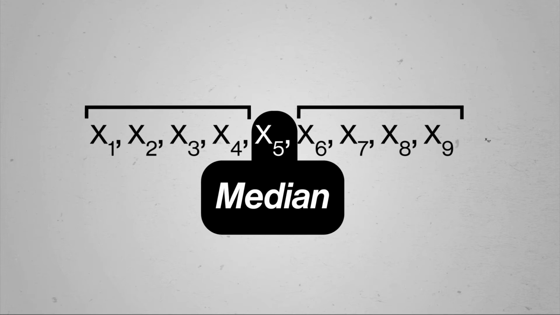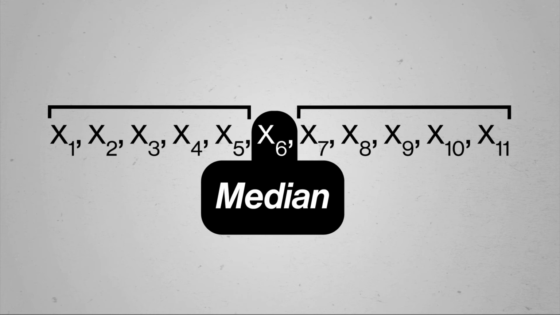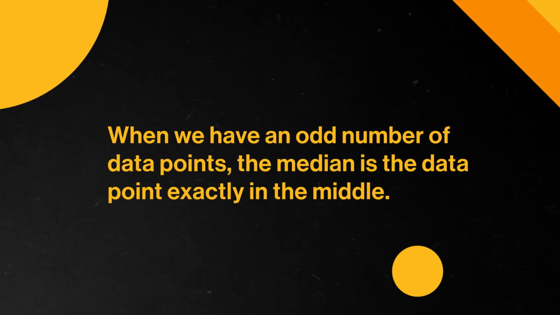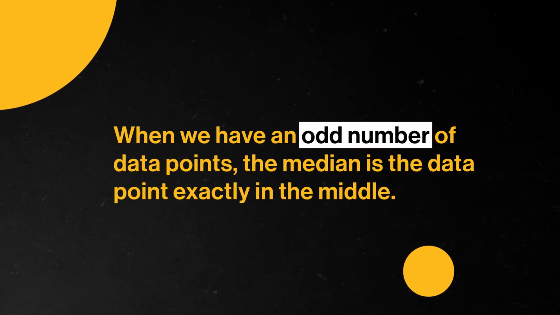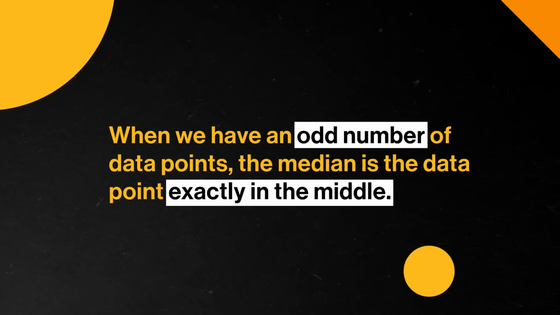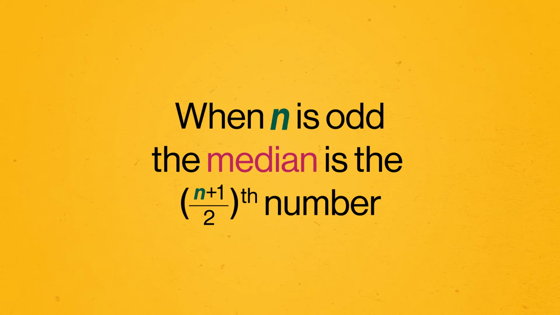Or if Alina had 11 data points, then the median would be whatever value is 6th in line because there are 5 values before and after the 6th spot. In general, when we have an odd number of data points, the median is the data point exactly in the middle. Or in math lingo, if you have n data points where n is odd, then the median is always the number in the (n+1) divided by 2th place.